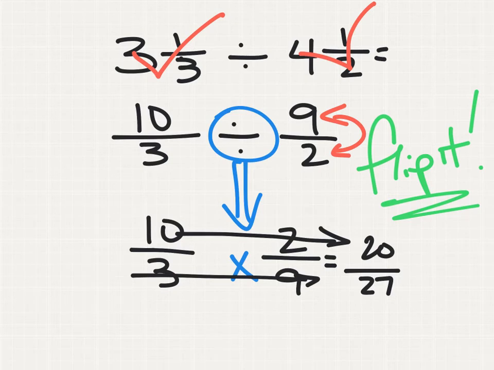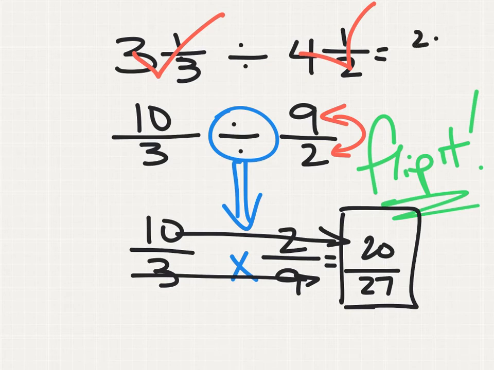27 has factors of 1, 3, 9, and 27. 20 doesn't share any of those factors. There is no common factor shared by 20 and 27. So therefore, 20/27, or 20 over 27, is already simplified. 3 1/3 divided by 4 1/2 is 20/27.